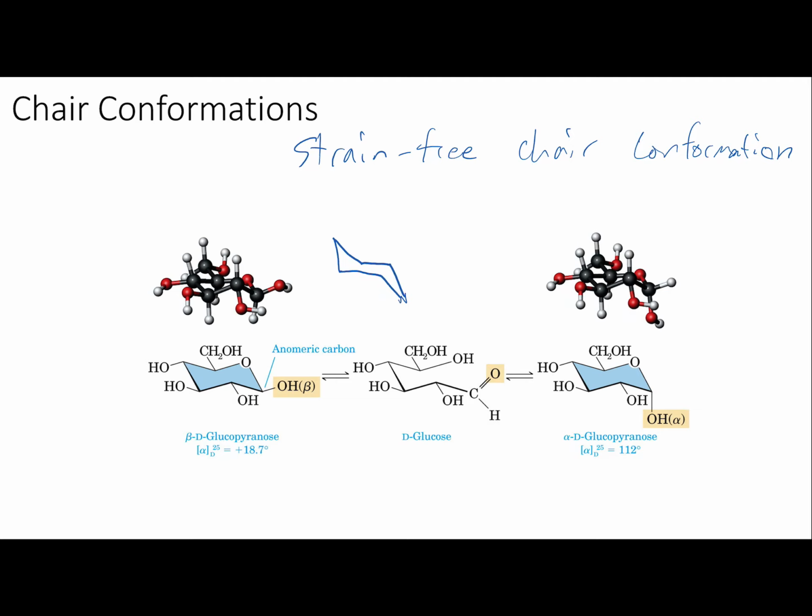Anyways, in this configuration, groups can be pointed outwards. Well, there's 2 configurations. There's the axial positions, which are all the up and down positions, and then there's the equatorial positions.